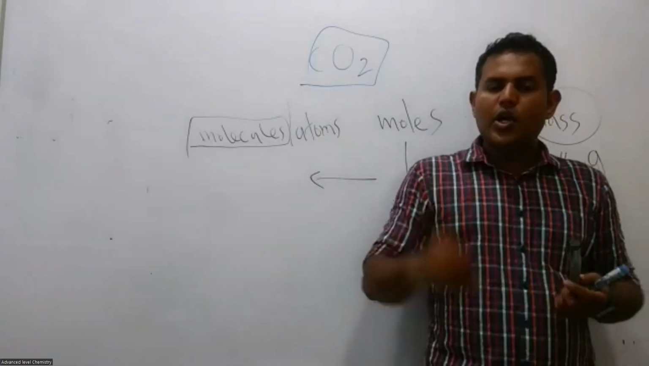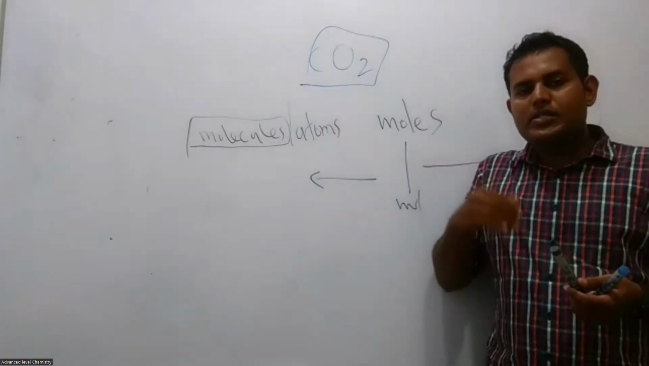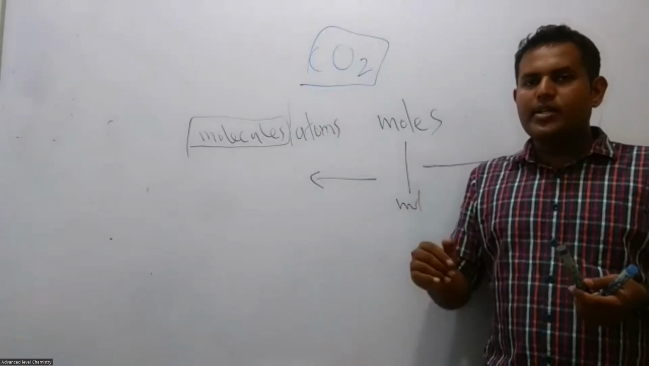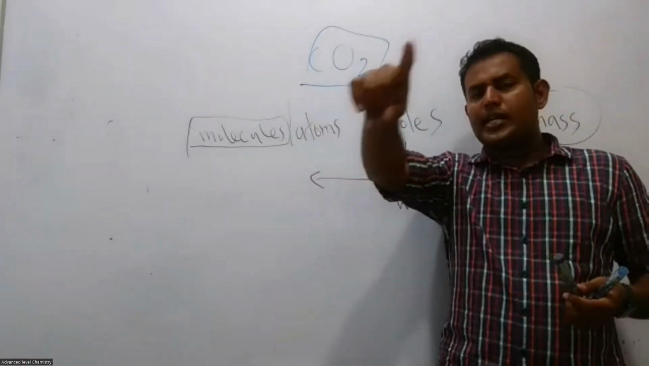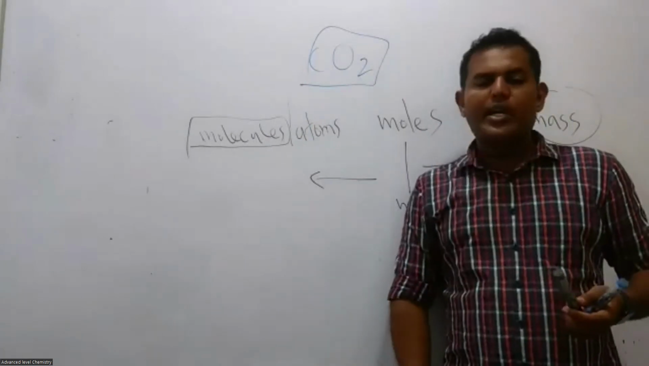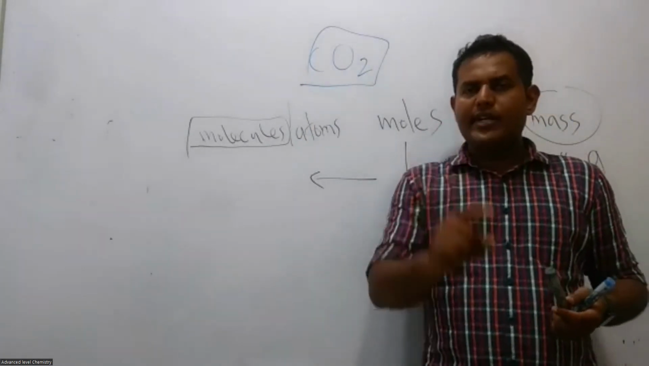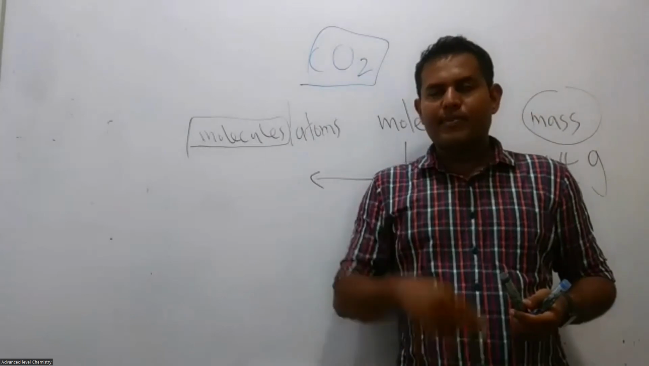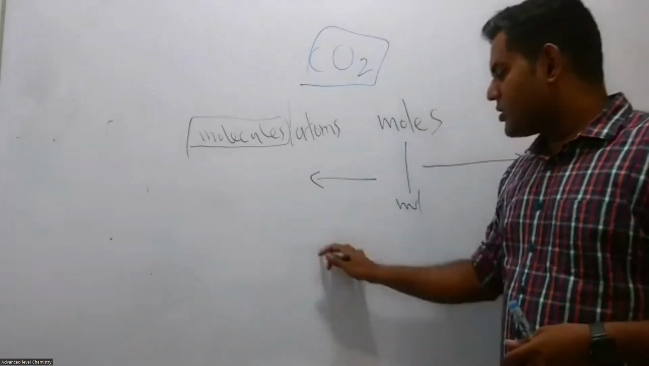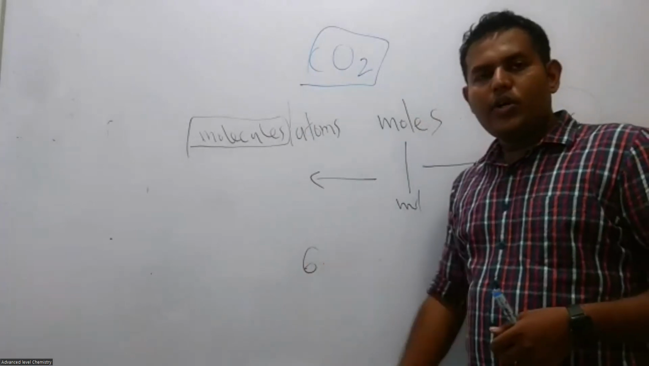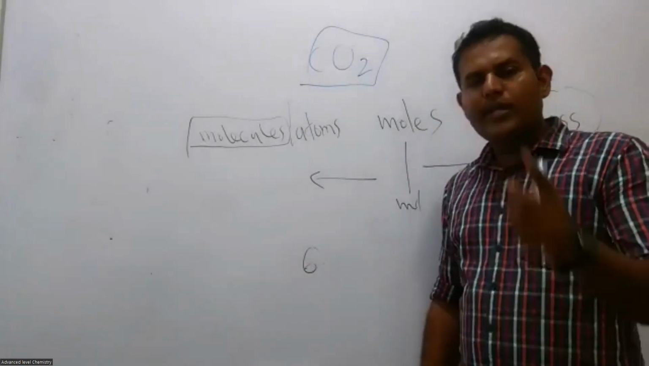When we ask about a molecule or an atom in 1 mole, what should the amount be? That is Avogadro's constant. It is called L. What is that value? 6.022 into 10 to the power 23.